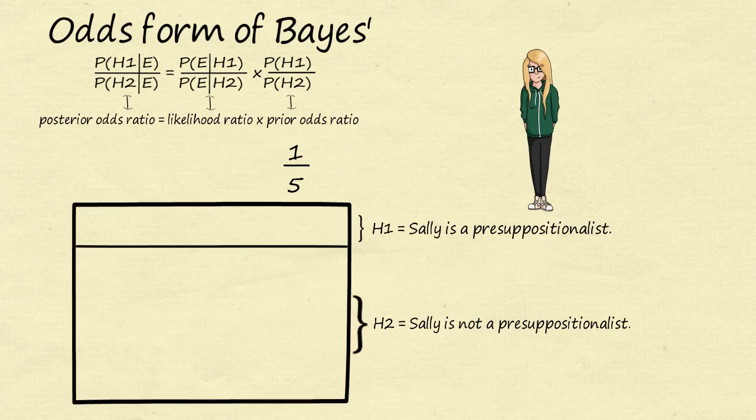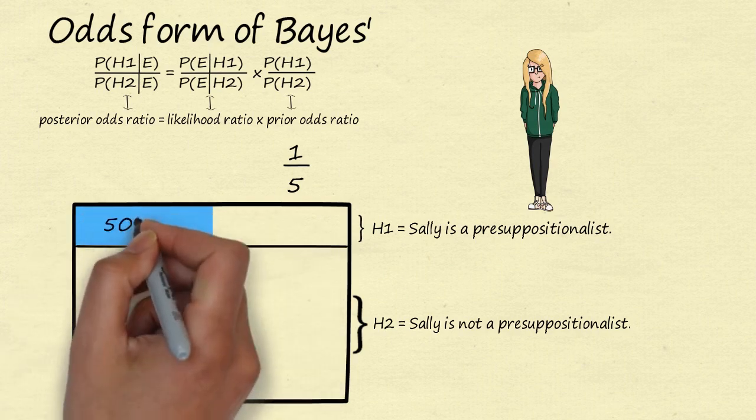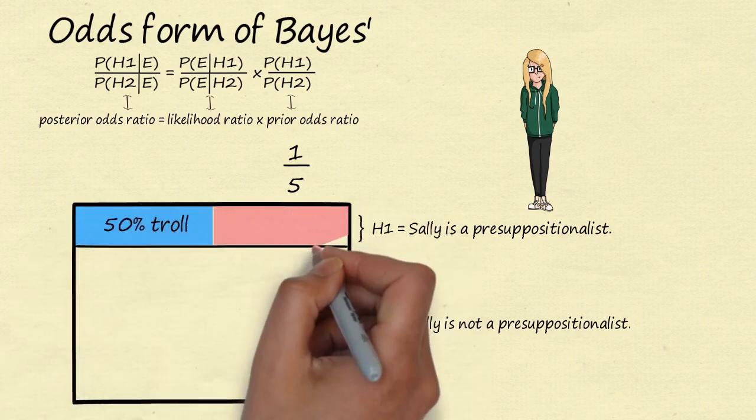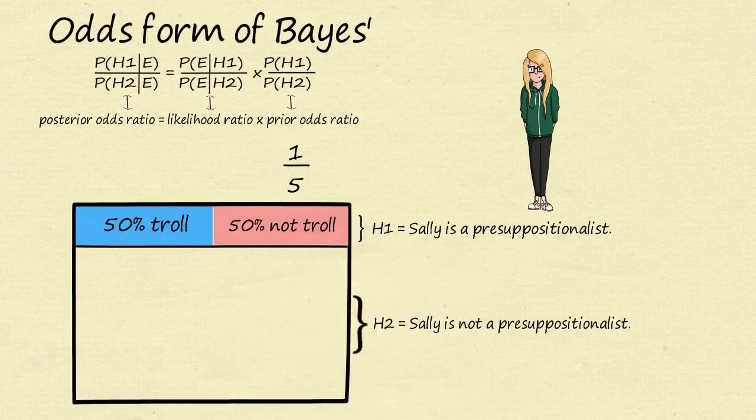Suppose we know that there's a 50% chance of Sally being a troll, given that she is a presuppositionalist. We can represent that visually. And suppose we know that there's a 10% chance of Sally being a troll, given that she is not a presuppositionalist. Again, let's represent that visually.